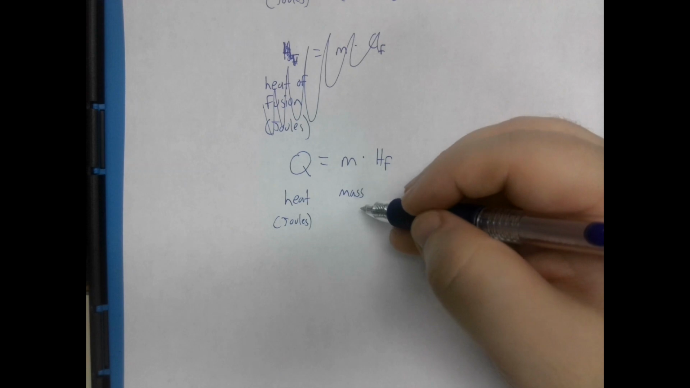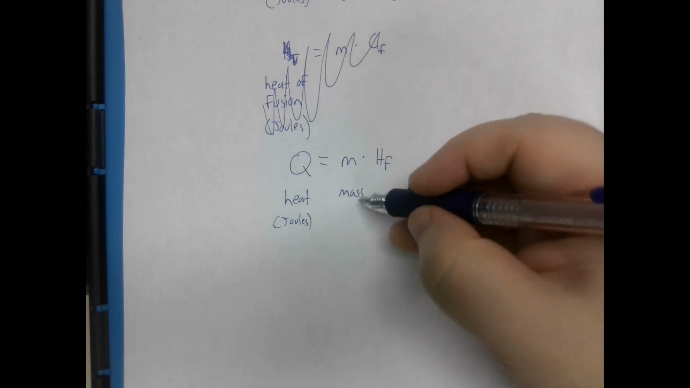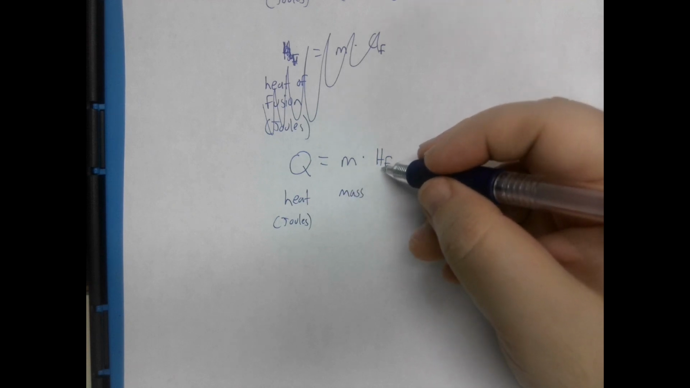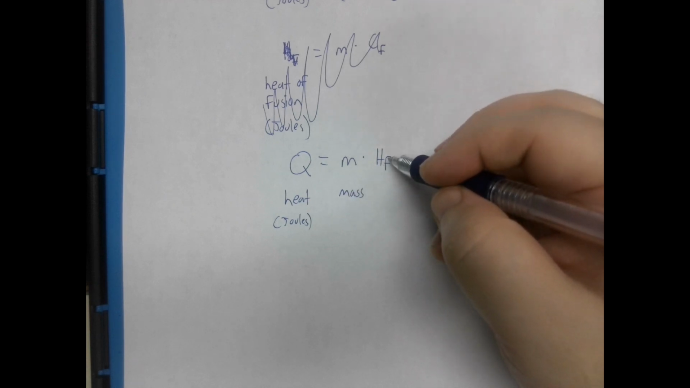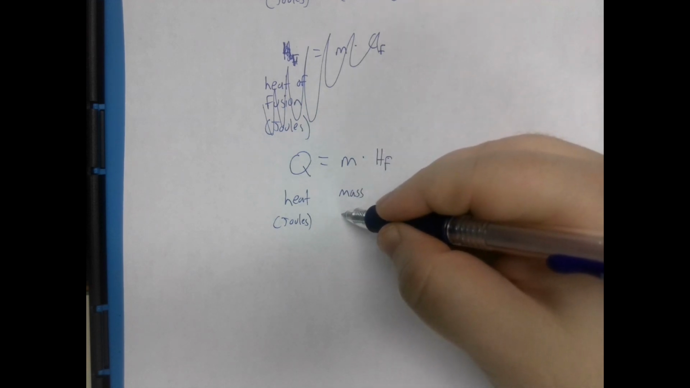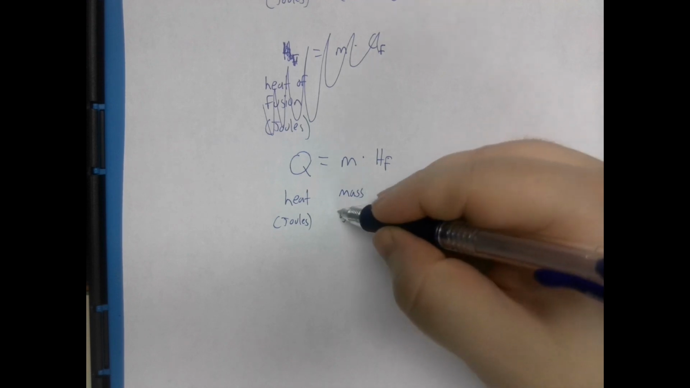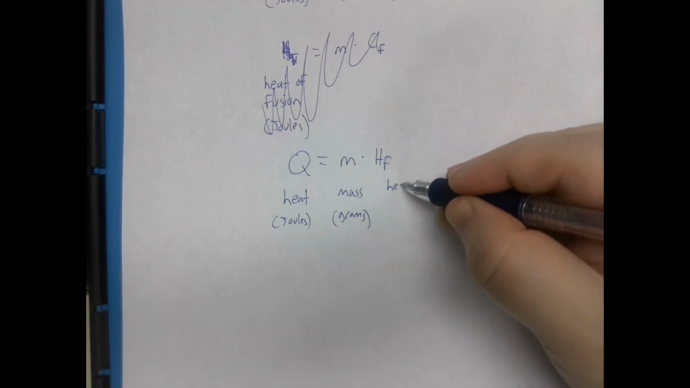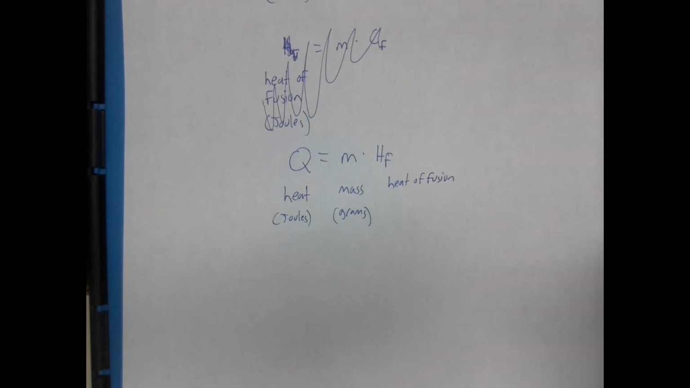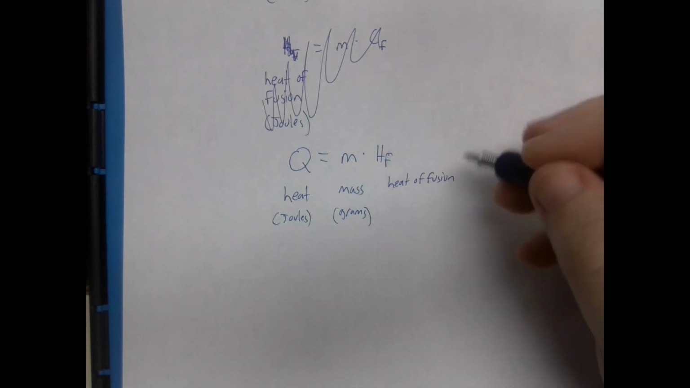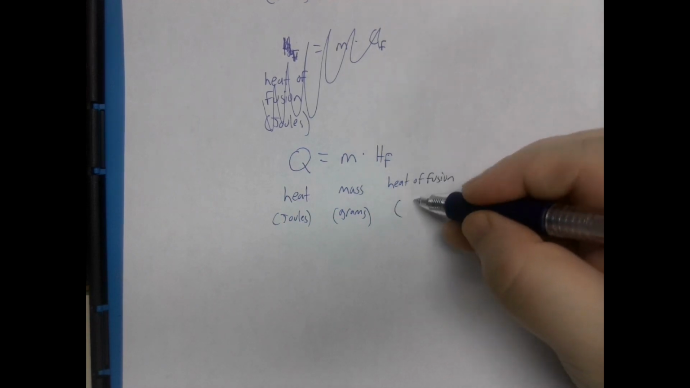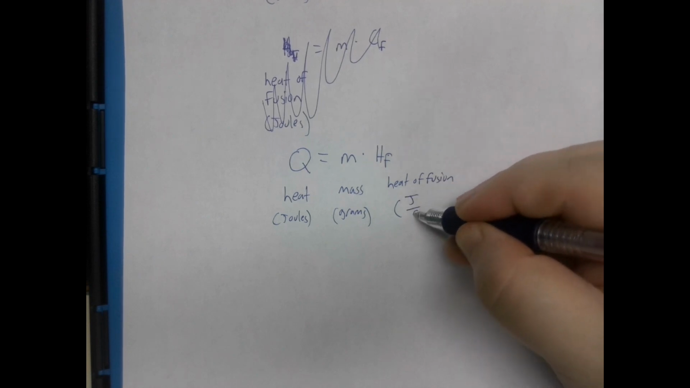Heat of fusion can mean two things. It can either mean the total heat or this constant. That leads to confusion, because you can call this the heat of fusion and this the total heat of fusion. I try to eliminate that. We have mass in grams, and then we have the heat of fusion. You might say specific heat of fusion. This would be measured in joules per gram.